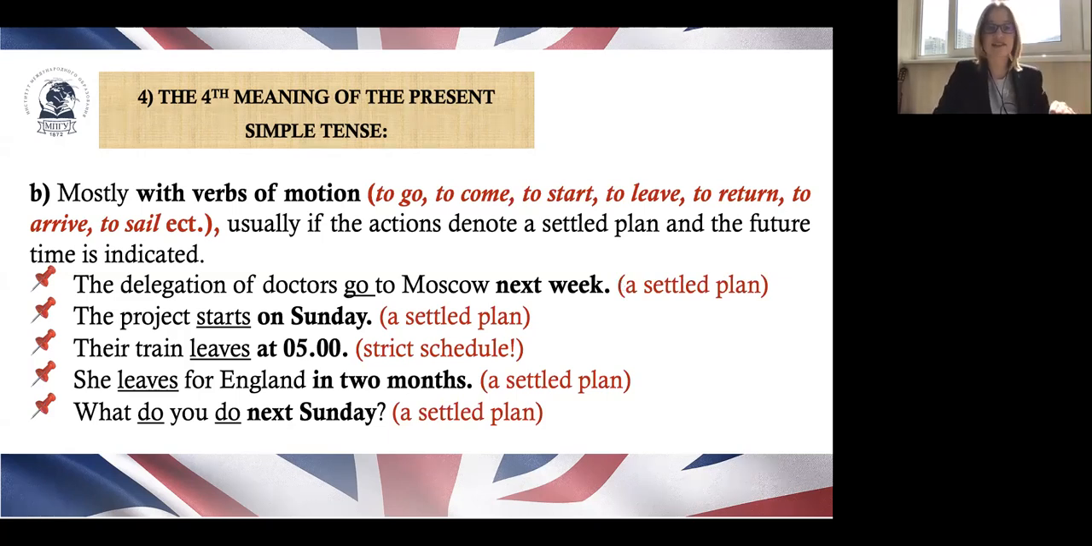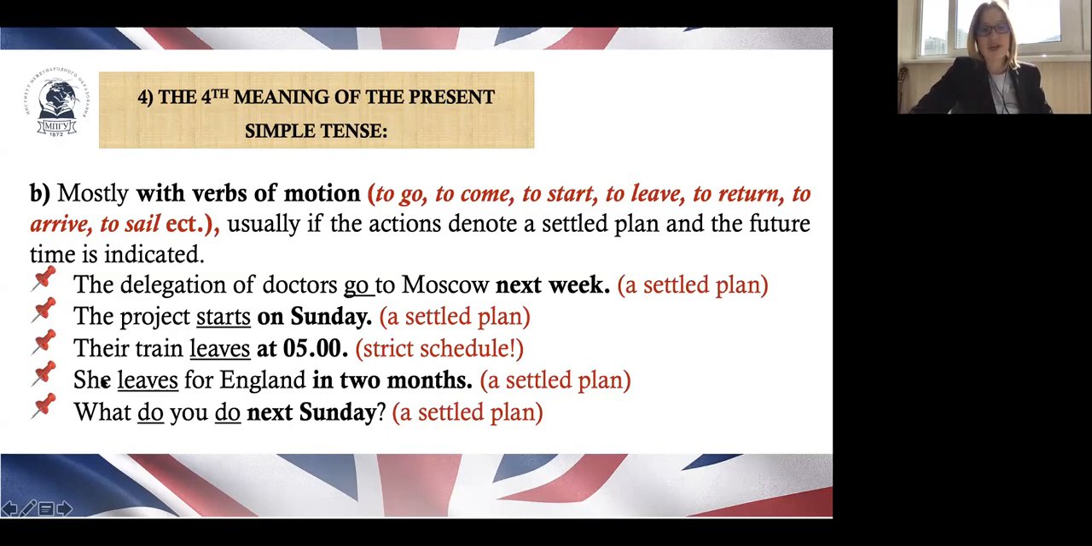Then, the second example. The project starts on Sunday. Starts, again, it's a settled plan for the nearest future, by the way. And we have the time indication when, on Sunday. The train leaves at 5 a.m. In this case, we have a strict schedule. If we have a settled plan or a schedule, feel free to use the present indefinite tense.